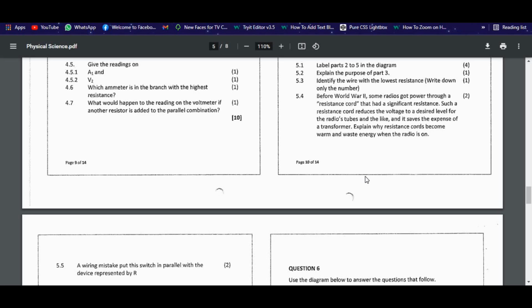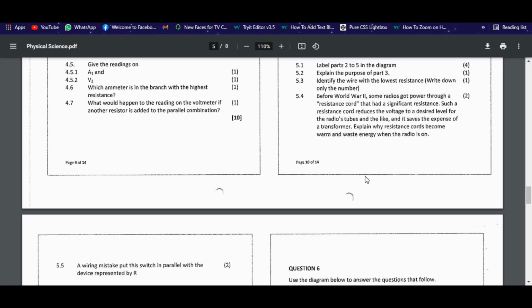Also, looking at the explanation, they had a resistance cord. It had a significant resistance already. So now when it gets warmer, the resistance already increases. So now wasting energy means now more energy needs to be supplied, which is voltage, in order to get the current to flow.